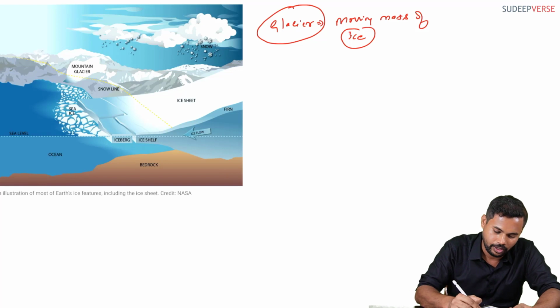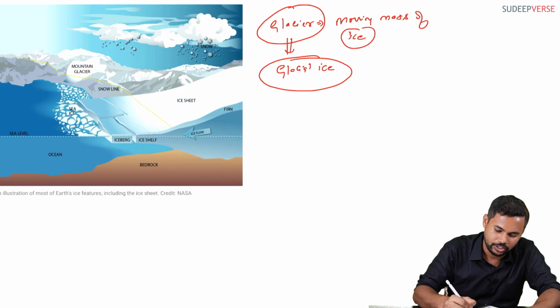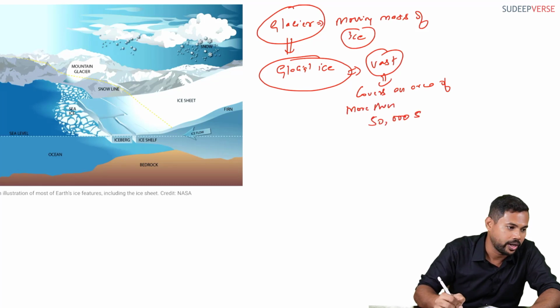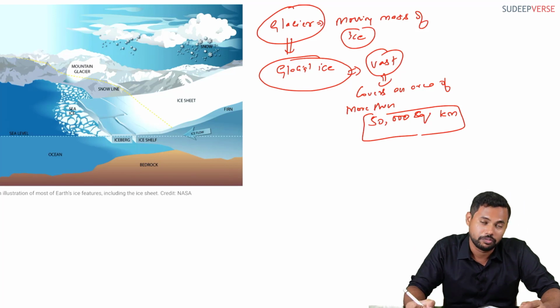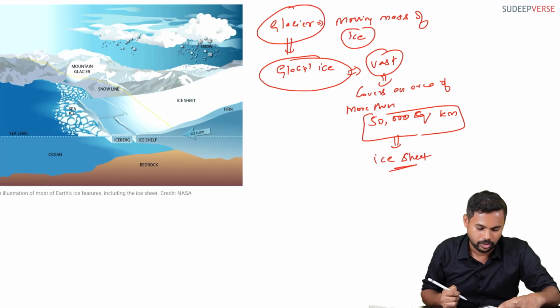Okay, now if the glacial ice is very vast, okay, it is so vast that it covers an area of more than 50,000 square kilometer. Okay, if the glacial ice is very vast and if it covers an area of more than 50,000 square kilometer, then you call this glacier as ice sheet. Okay, now observe the diagram.